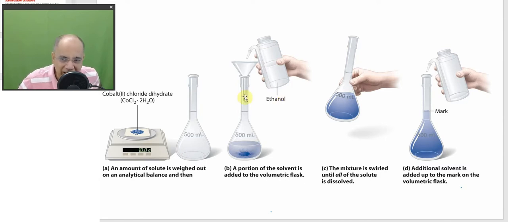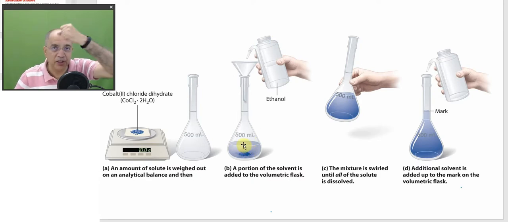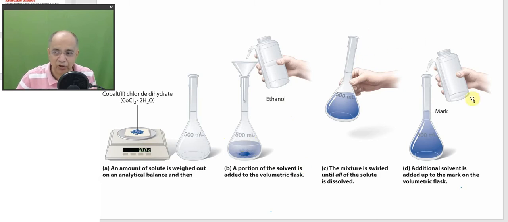Then slowly add the solvent, say distilled water, and periodically give a swirling motion for homogenization, and then slowly add more and more solvent till you bring the level up to the mark. Then put the stopper, shake it thoroughly well, and then you put a sticker, 0.1 N or 0.2 N, whatever. All right.